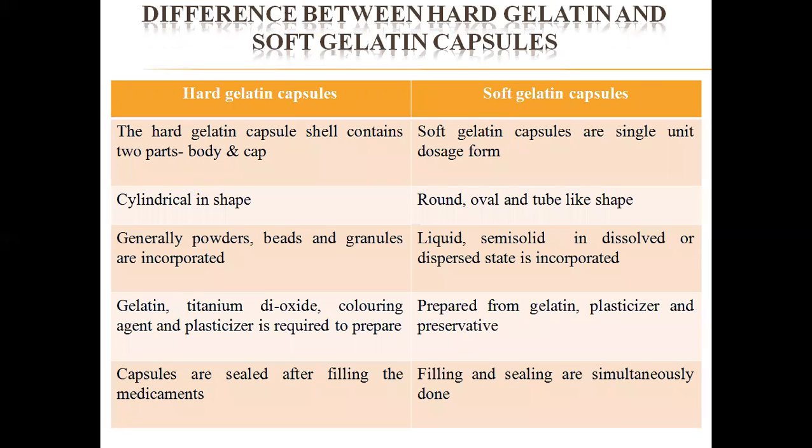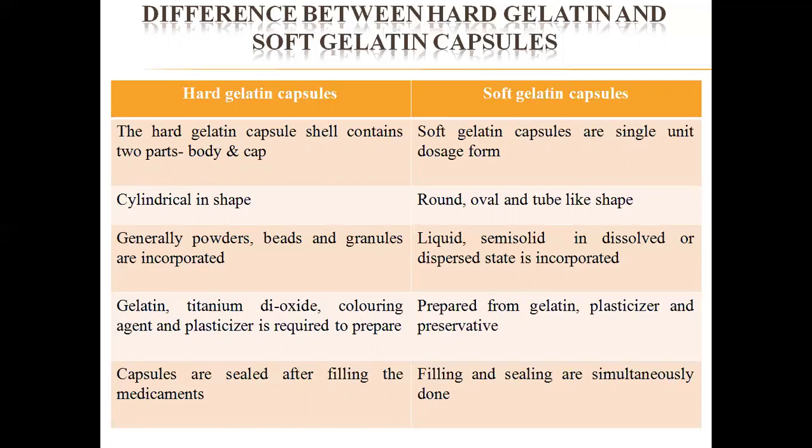Here we have listed out a few differences between hard gelatin and soft gelatin capsules. So we're going to go through that. First of all, the hard gelatin capsule shell contains two different parts, one is the body and the other one is the cap, whereas the soft gelatin capsules are a single unit dosage form. It contains no segregated parts.